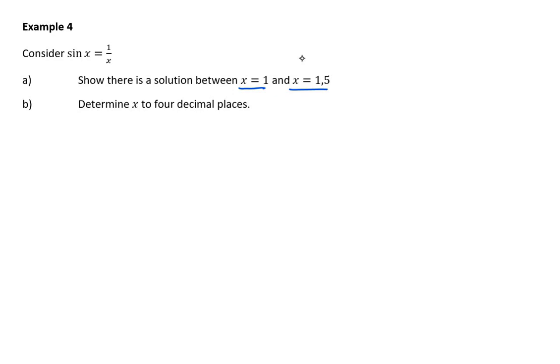Now, the most important thing about this is, remember, the Newton-Raphson method only solves equations equal to 0. So a point of intersection between two graphs is not directly solvable. It is solvable.